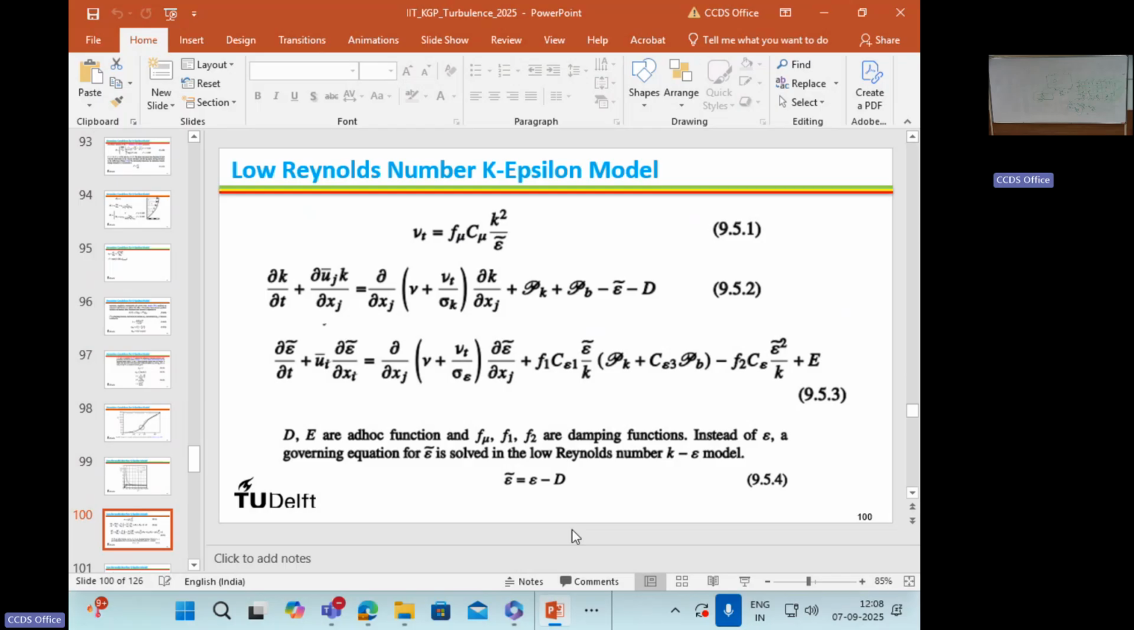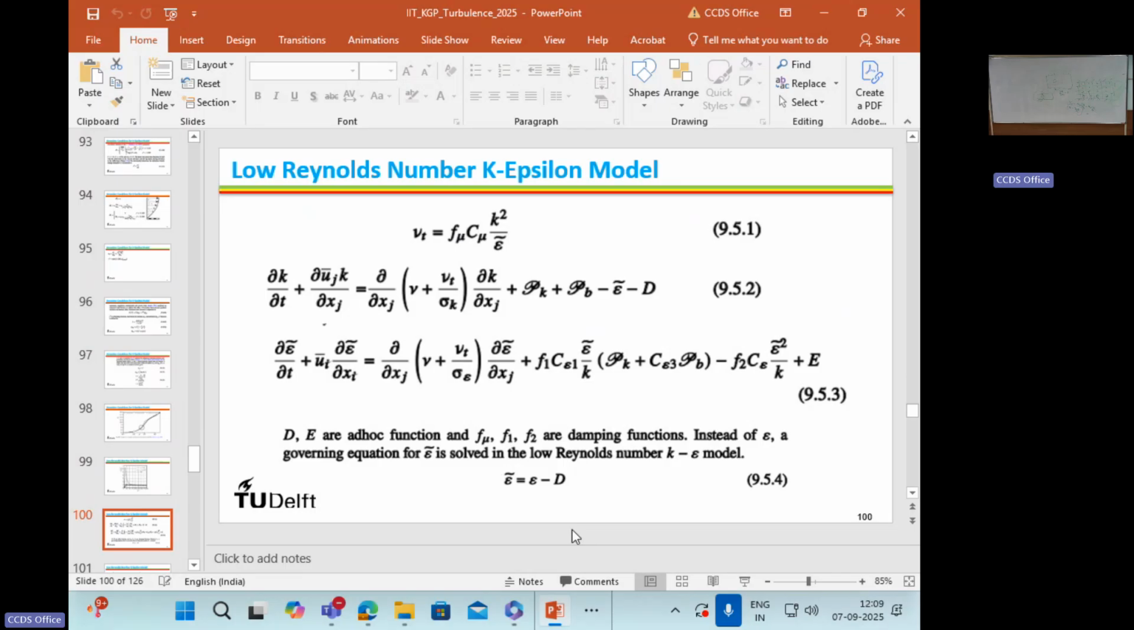I will define what D and E are, but again the form of the k equation remains unchanged, right? The form of the epsilon equation is changed. There are two or three new things that appear. What are the new things? F mu, which is unknown, the damping function, right? There are F1, F2, and this D, E. These appear as additional terms.